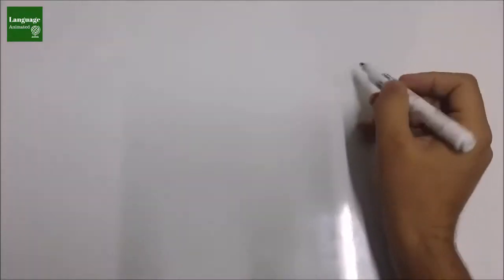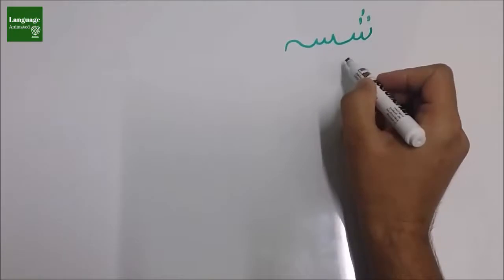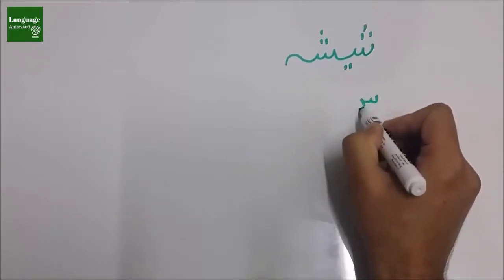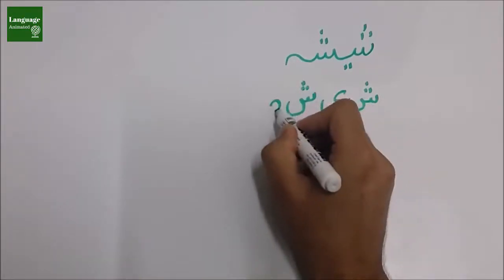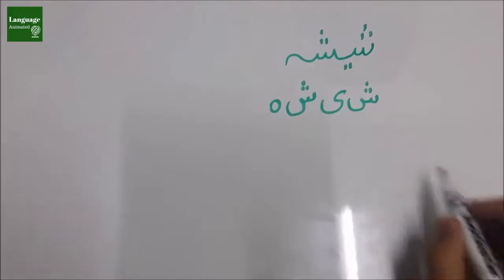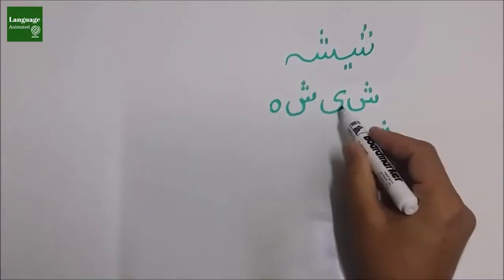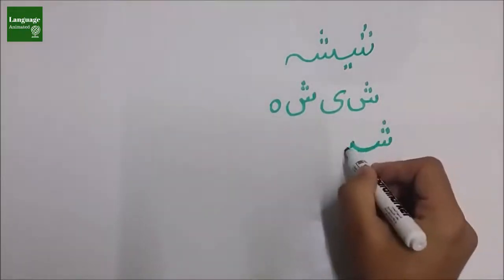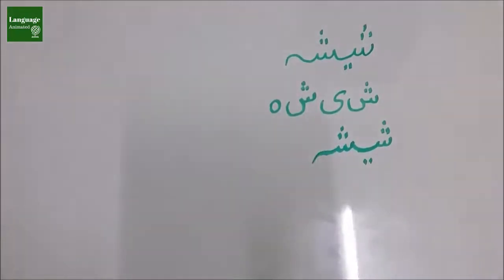The next word is shisha. Now we have here shin, choti ye, again shin, and then he. Very simple, you don't need to worry. First position of shin, then this is ye, and middle position of ye is here. Then again shin, and he. It will be like this, shisha, okay? Shisha, mirror.